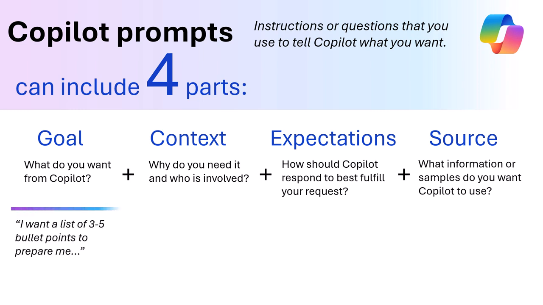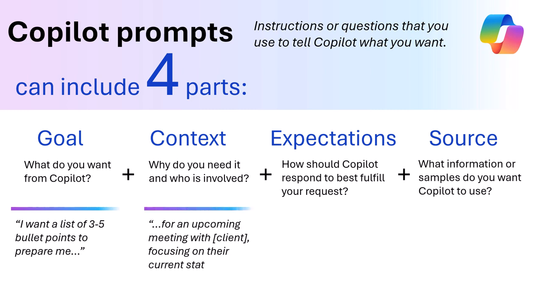So an example of a goal might be, I want a list of 3 to 5 bullet points to prepare me for an upcoming meeting with this client, and you can do this with the free one, by the way, focusing on their current state, what they're looking to achieve. You can also copy paste things into an email, for example. Copy paste that into the CoPilot field and ask it to summarize it for you. So giving that context is really helpful.